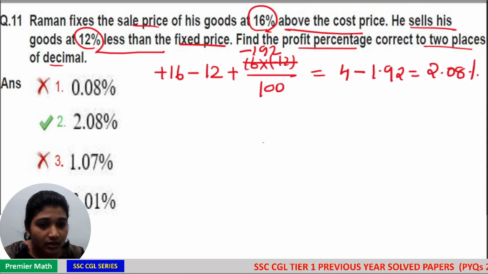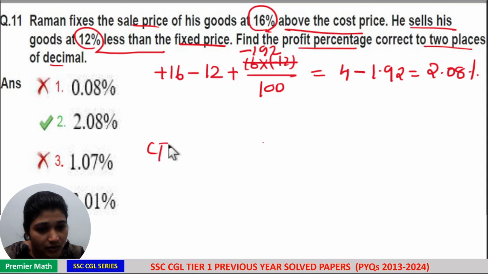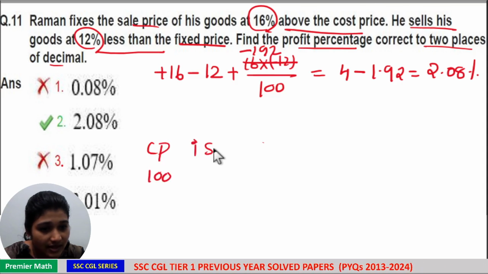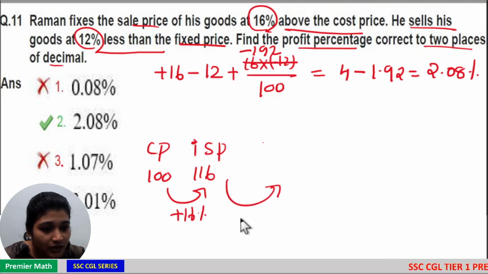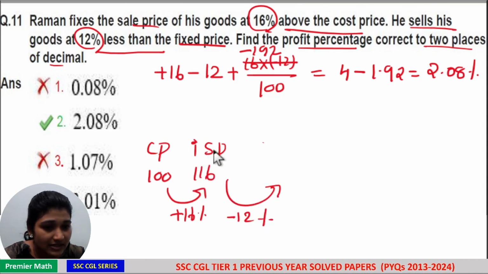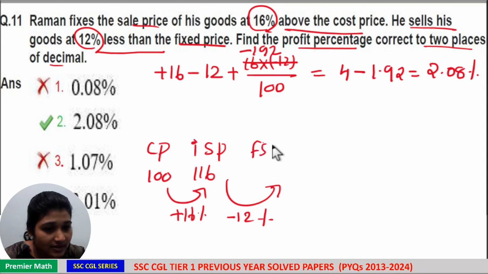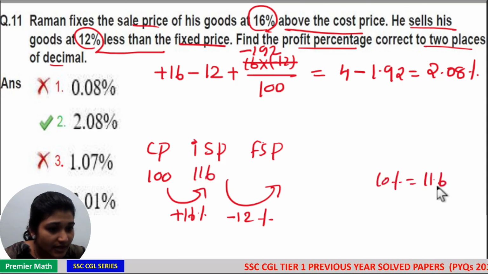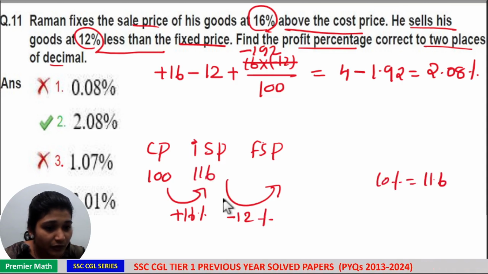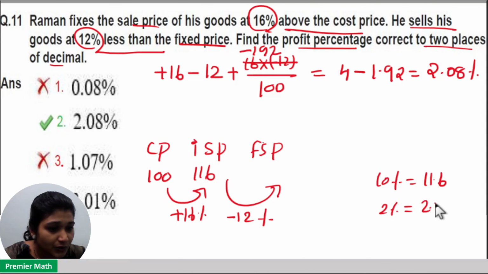Or if you want to take 100 rupees as cost price, here cost price is 100 rupees means initial selling price is 16 percentage higher than cost price, which is equal to 116 rupees. Again, he is giving 12 percentage discount on this initial selling price, this fixed selling price. Now, final selling price is 12% discount from this 116. 10% of 116 is equal to 11.6 and 1% is equal to 1.16, means 2% is equal to 2.32.